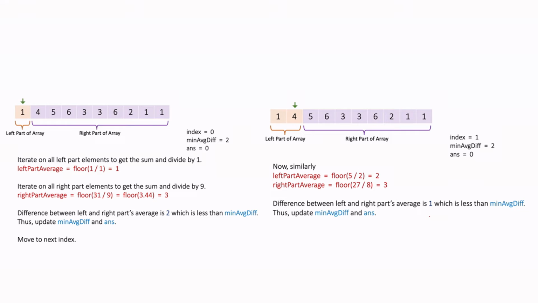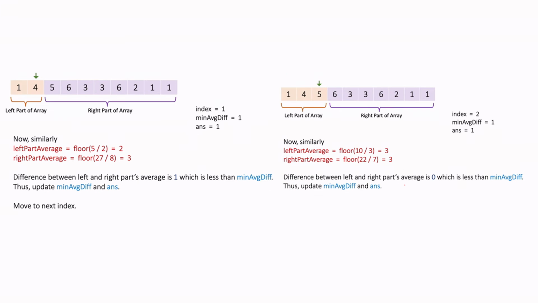Similarly, we will move to the next index. We started from 0, now 1, and for the left part we calculate 1 plus 4 equal to 5. 5 by 2 is 2, the float value, and the remaining is 27 by 8, which gives 3. Similarly, we will move to I equal to 3, that is 0, 1, 2, and we make the sum 145 by 3, and we get 3, and the rest is 22 by 7, and we get 3.